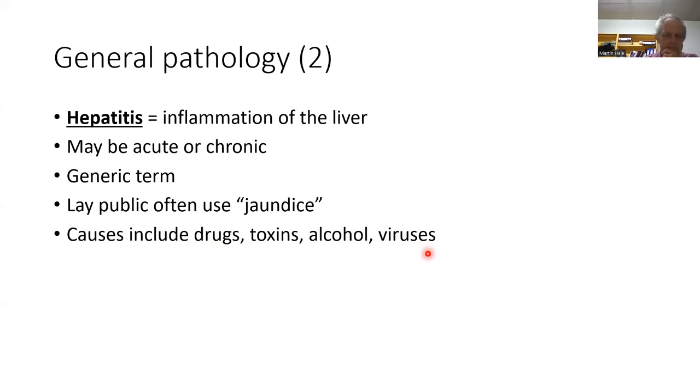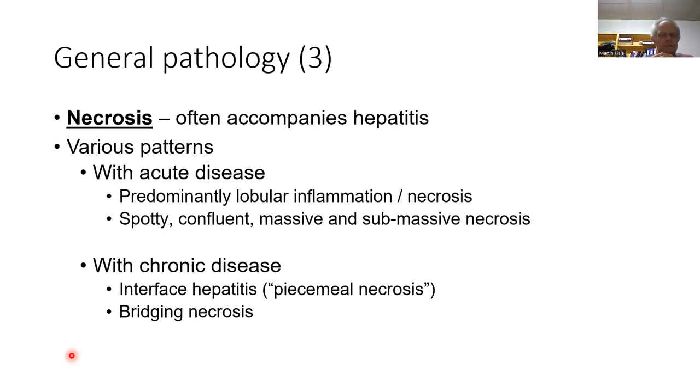Now, necrosis often accompanies hepatitis, and there are various patterns of necrosis. In acute disease, you get lobular inflammation and necrosis, and that can either be spotty, or confluent necrosis, for example, just around zone 3, or it can be massive or submassive necrosis. And that really all depends whereabouts in the liver zone, or the liver lobule, it is situated. In chronic disease, once you get chronicity, you start to see interface inflammatory activity accompanied by what we used to call piecemeal necrosis.